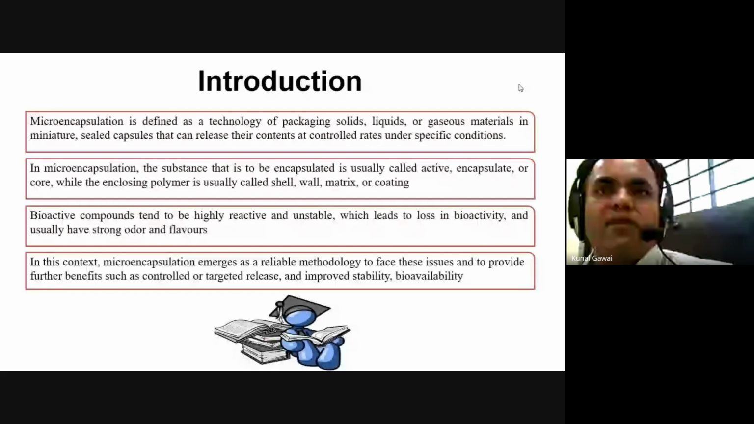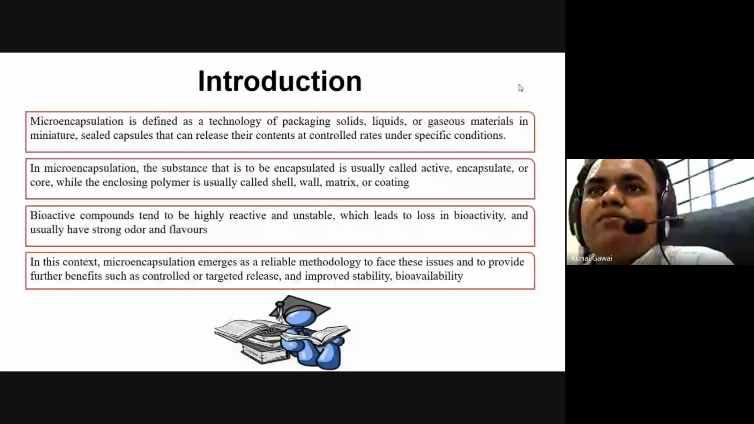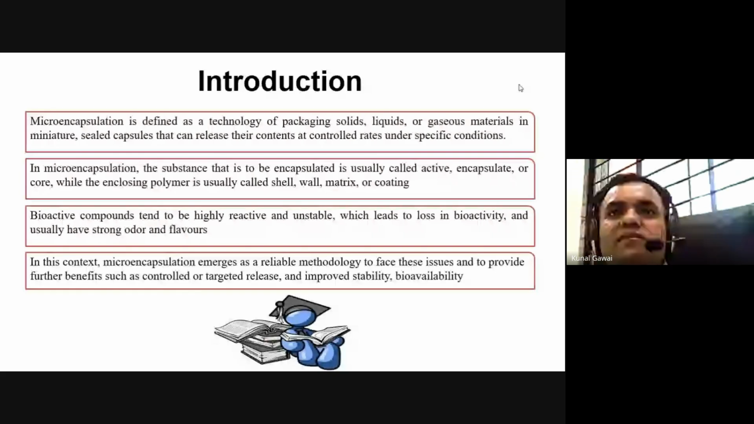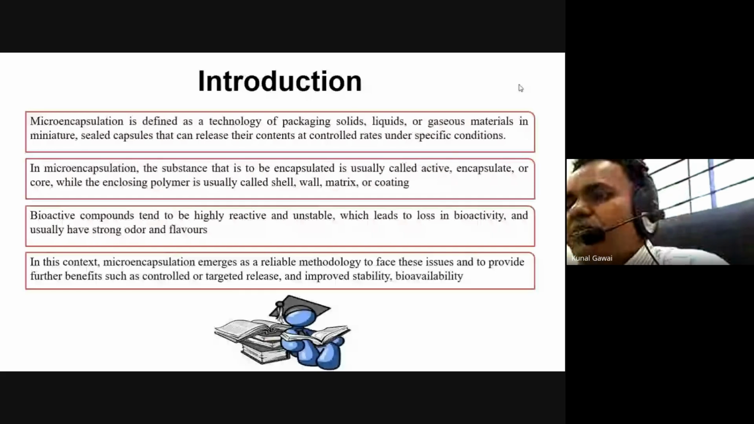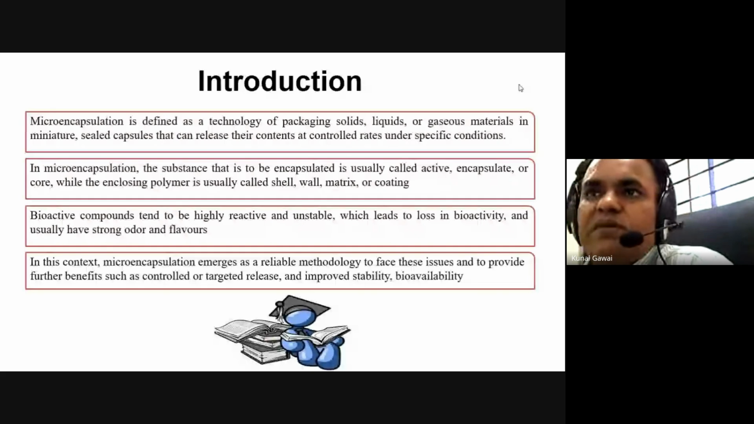So what is microencapsulation? Microencapsulation is a technique of packing or packaging solid, liquid and gaseous material in miniature capsules that can release their content at controlled rates under specific conditions. This is very similar to creating very tiny particles, which are intact in nature, and these particles will release that specific bioactive compound under specific conditions. This comes under microencapsulation.